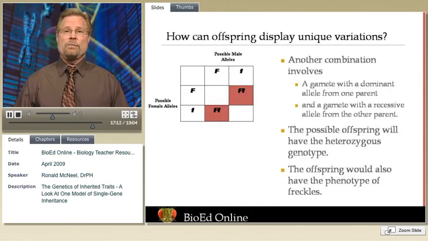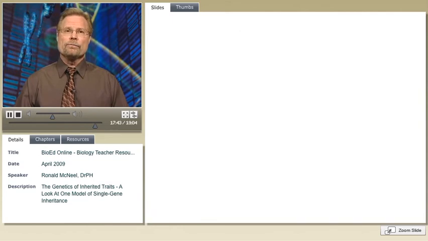Another possible combination involves a gamete with a dominant allele from one parent and a gamete with a recessive allele from the other parent. This resulting offspring would have the heterozygous genotype. In our example, this would be represented by one uppercase and one lowercase f. Because of the presence of one dominant allele, this offspring would have the phenotype of freckles.